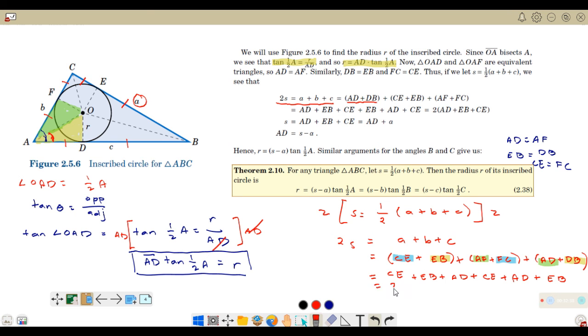So, we have 2CE plus, i-pattern natin siya dito, 2AD plus 2EB plus 2CE. Distributive property of equality, nag-factor out tayo. We are going to factor out 2. You will be left with AD plus EB plus CE. Okay?